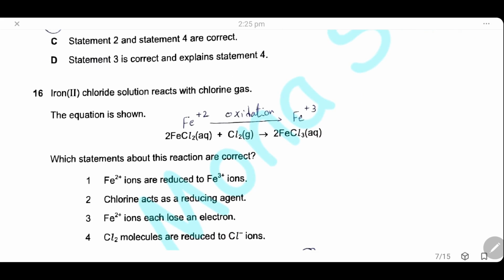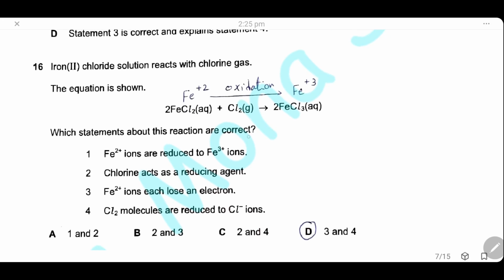Question 16. Iron 2 chloride solution reacts with chlorine gas, and the equation is as shown. Which statement about this reaction is correct? Here we have the formula FeCl2 that indicates the presence of Fe2+ ions, and here the formula is FeCl3 that indicates the formation of Fe3+ ions. Changing the oxidation state from +2 to +3 means increase in the oxidation state, so it's oxidation.